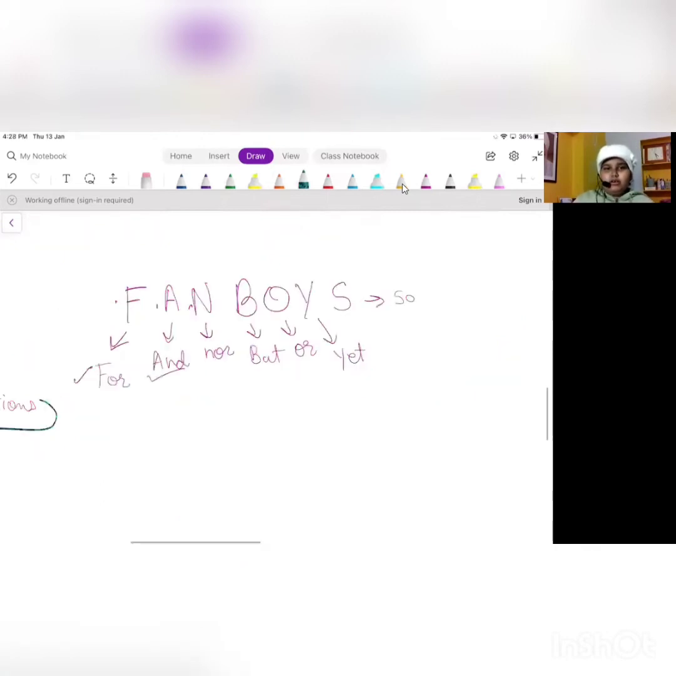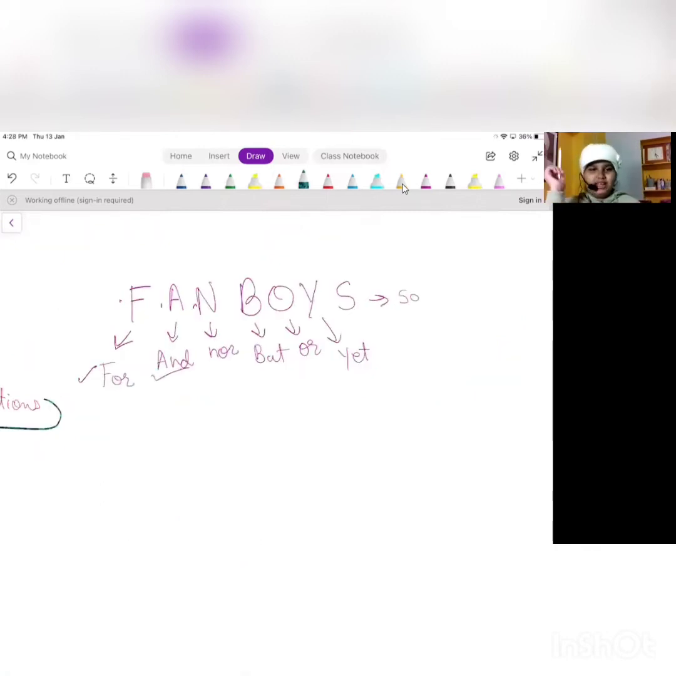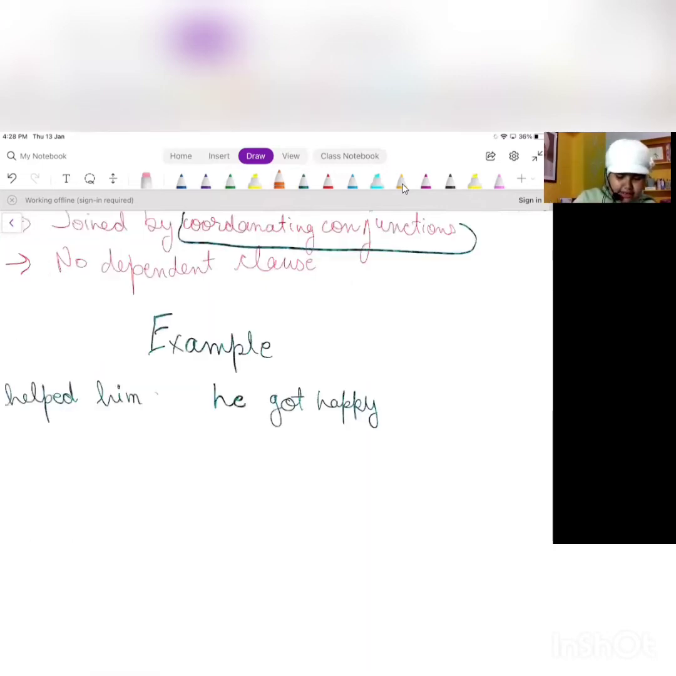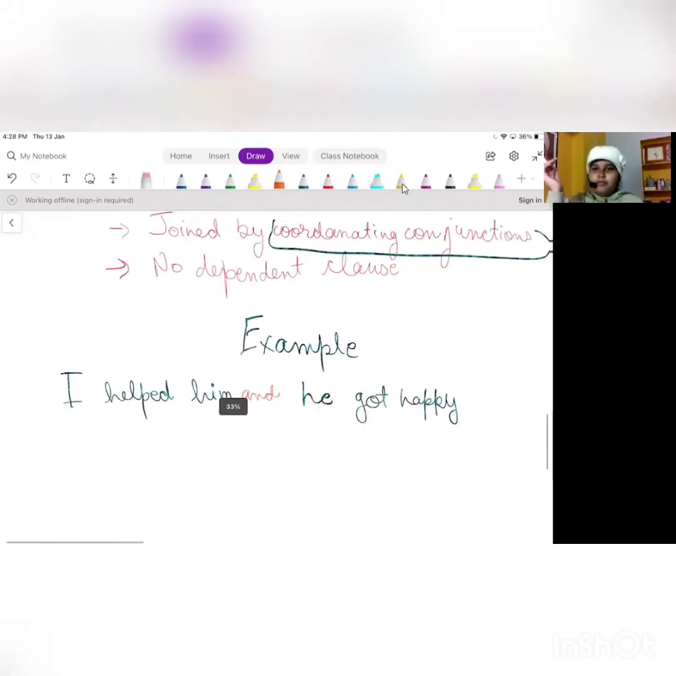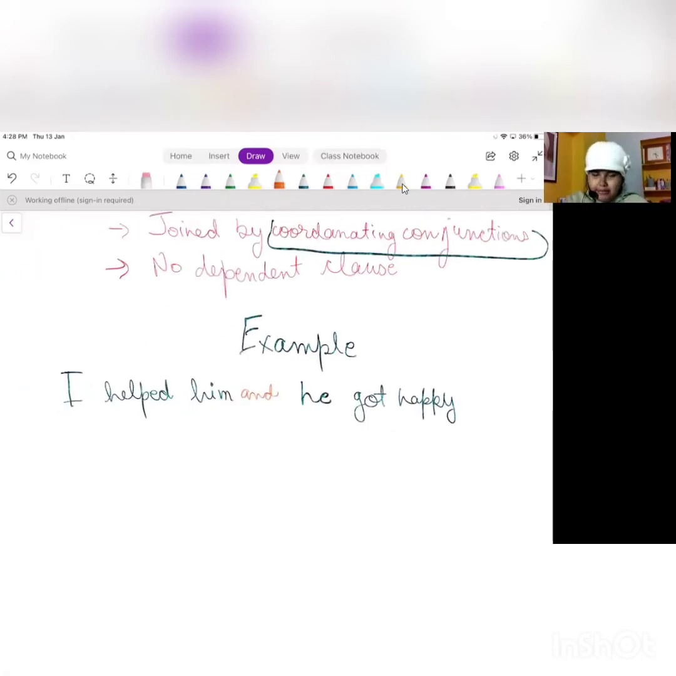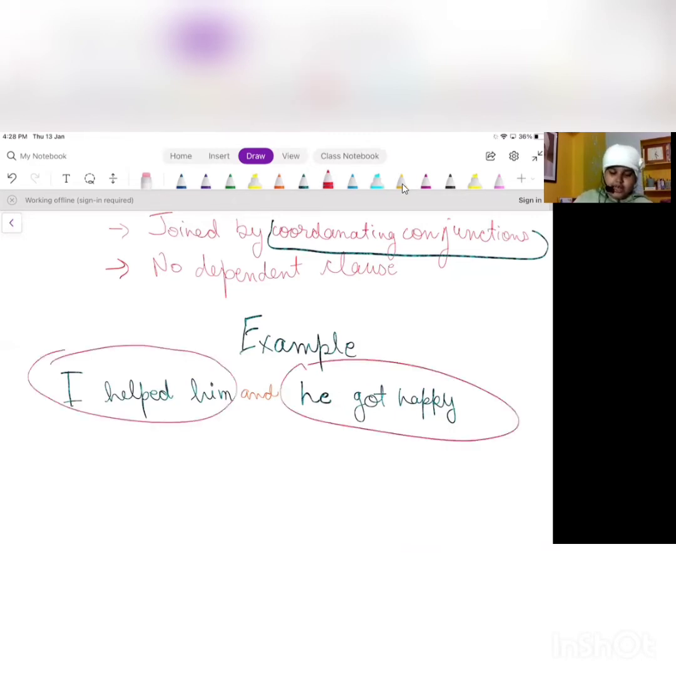Here are the coordinating conjunctions. Which one should I use? I think I should use and. So here we add and. Here is a compound sentence: I helped him and he got happy. मैंने उसकी मदद करी और वो खुश हो गया. ये एक कंपाउंड सेंटेंस बन गया. कैसे? दो इंडिपेंडेंट, two independent clauses and one coordinating conjunction.